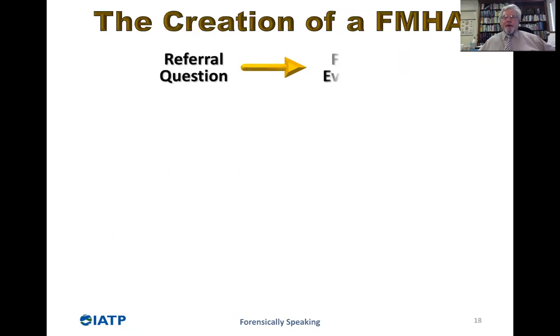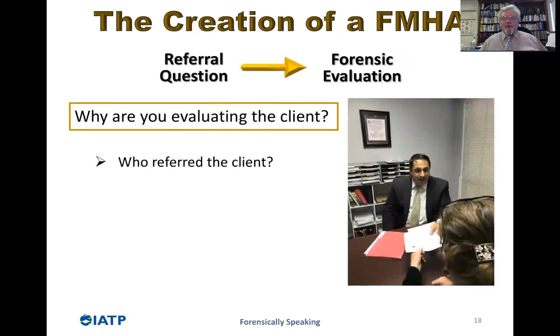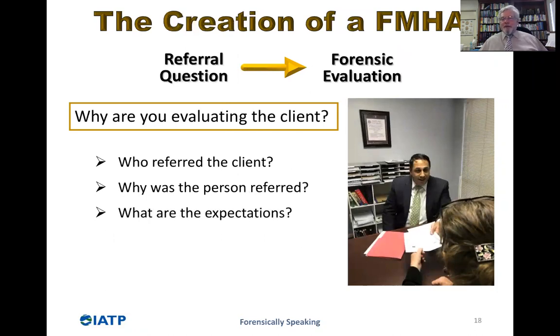And that then brings us to the process, and that is the referral questions given to you. The end result is a forensic evaluation. Now, why are you evaluating the client? Well, the first thing you're going to ask is, who referred the client? Was it an attorney? In this case, it is. And the attorney is submitting to the clinician, here is the referral question. So that is what is important, is who's referring the client. It may be someone else. We'll look at some of the situations in which a referral question can be submitted, not always from an attorney, but you need to know that.